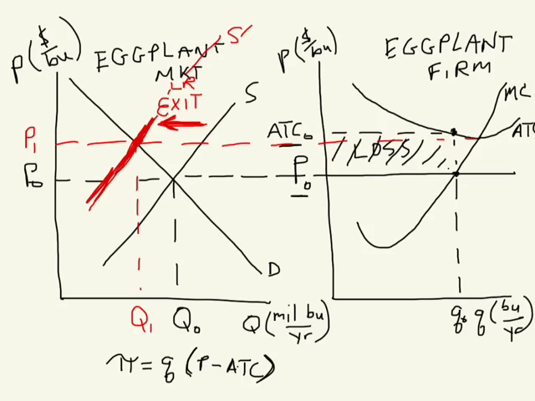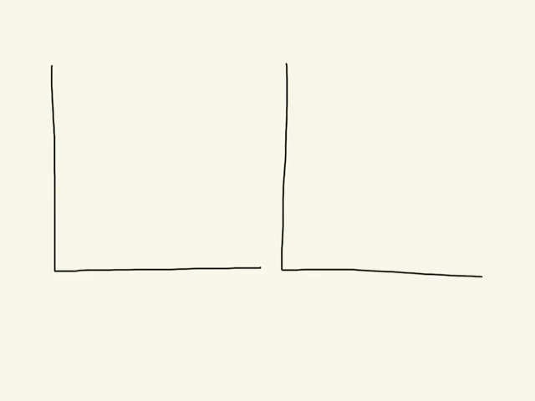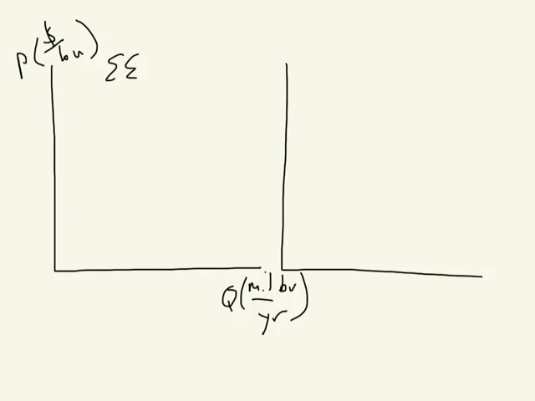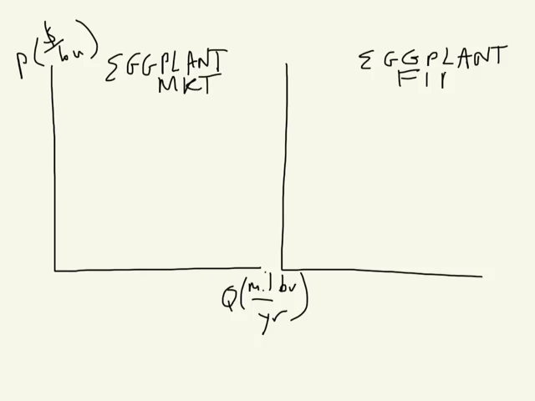I'll go one more page just to show you what the long-run equilibrium looks like. We've shown the long-run equilibrium as where the market gets to. But when we start event studies, we start them at a long-run equilibrium, which features firms making zero profits. So, million bushels per year, price dollars per bushel, eggplant market, eggplant firm. The key difference, of course, is on the quantity units. These are just bushels per year.